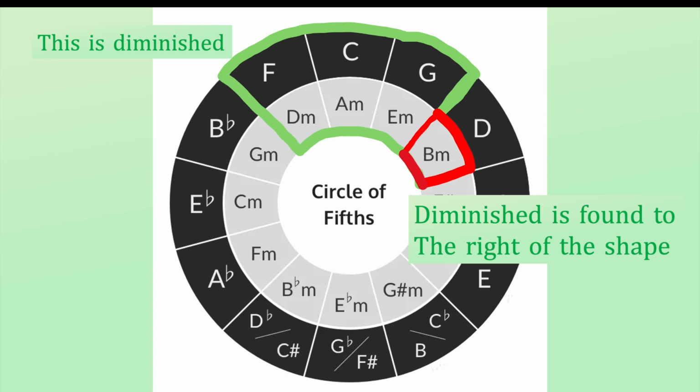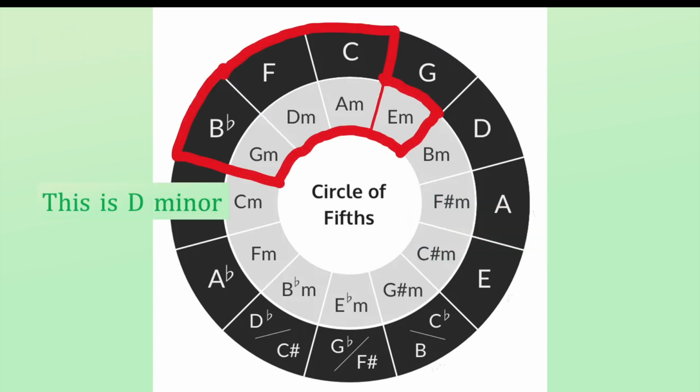D minor, for example, the chords would be D minor, G minor, A minor, B flat major, F major, C major, and E diminished, because it would typically be E minor, but we diminish it as it is the seventh chord.